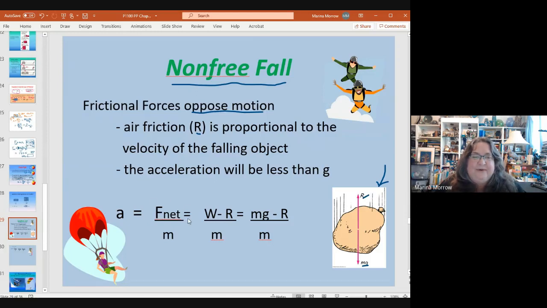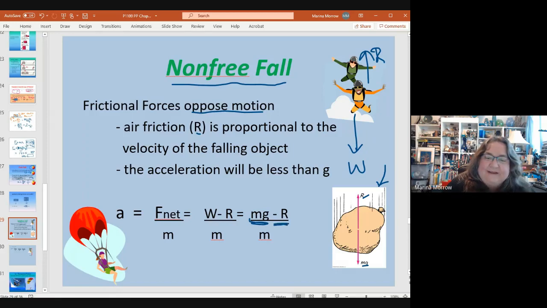And so you end up with, because you now have an opposing force, if we put it into Newton's second law, we get that the net force is going to be the weight pulling downward, right? So weight downward and minus the air resistance upwards. And the weight is always mg. So you have mg minus the air resistance. And of course, you're dividing by the mass. So this is a formula you can get for falling objects if you know what the air resistance is.